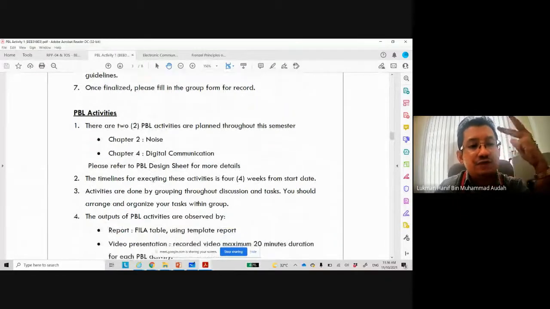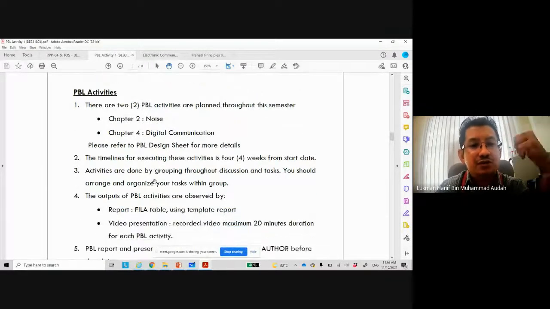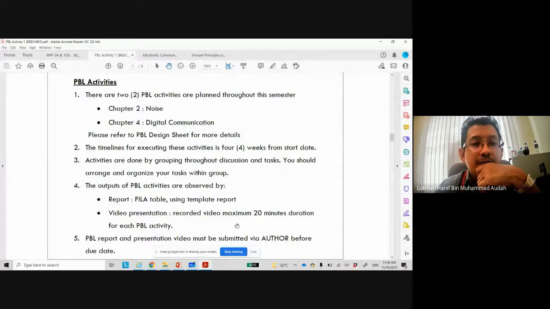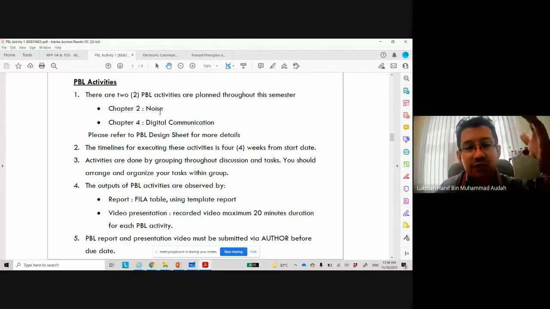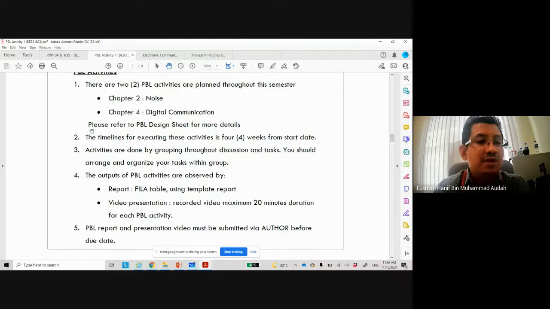So PBL activities consists of 2 activities, chapter 2 noise and also chapter 4 digital communication. But in this document, only we show you the chapter, the noise for this moment. Okay, for this moment, we only give you noise. So please refer to the PBL design sheet for more details ada dalam muka surat selanjutnya. So the timeline for executing these activities is 4 weeks from the start date. So ini kita punya average, kita jangka 4 minggu tu sepatutnya dah boleh settle sebenarnya, tetapi kita berikan tempoh sehingga week 7 maximum.